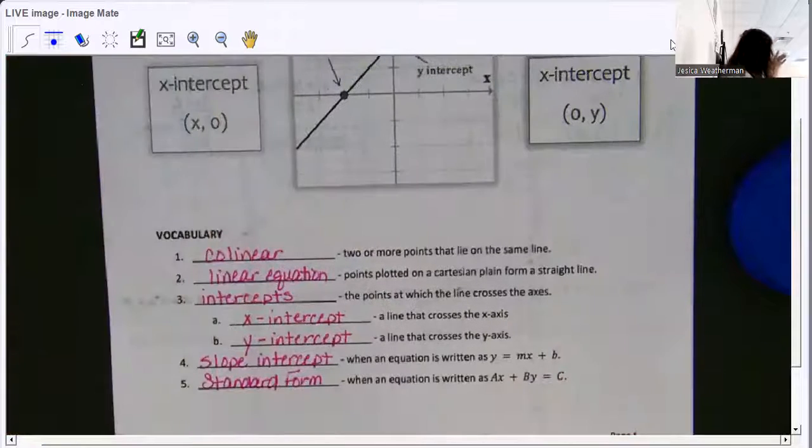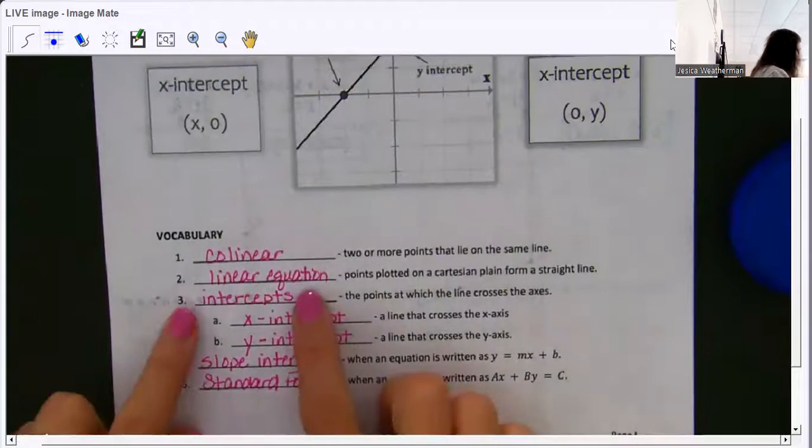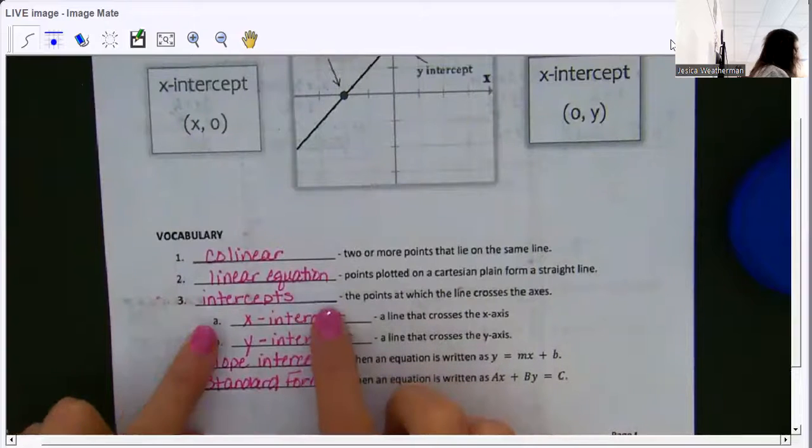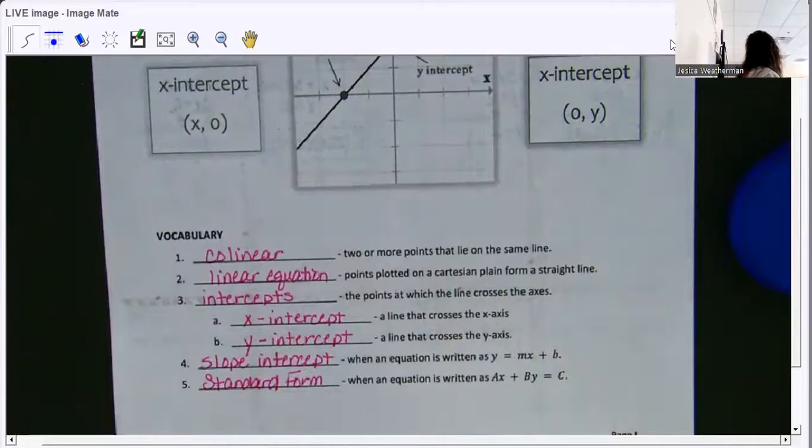So here are some vocabulary words that we need to know. Collinear is just when you have 2 points on a graph that form a straight line. A linear equation forms a straight line. Then you have intercepts. These are points that cross the x and y axis. So the x-intercept crosses the x-axis, the y-intercept crosses the y-axis.